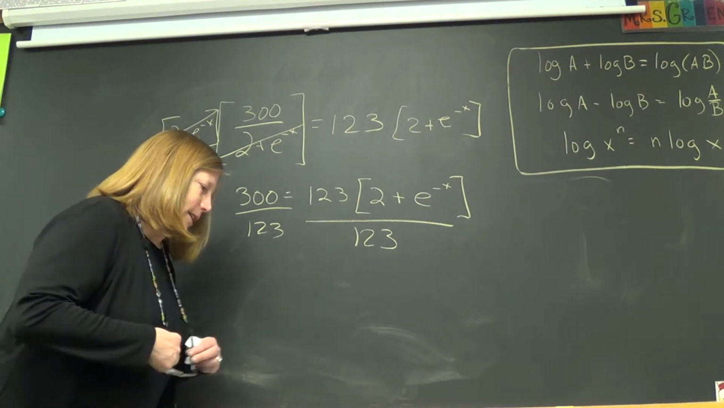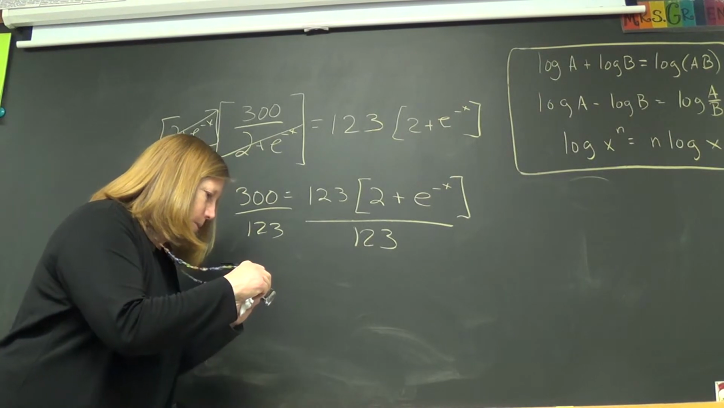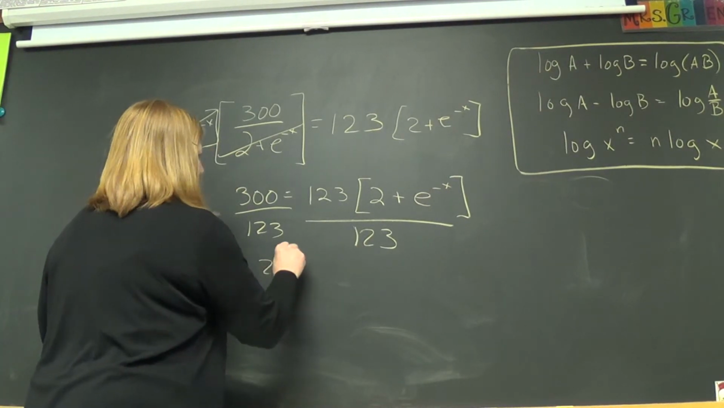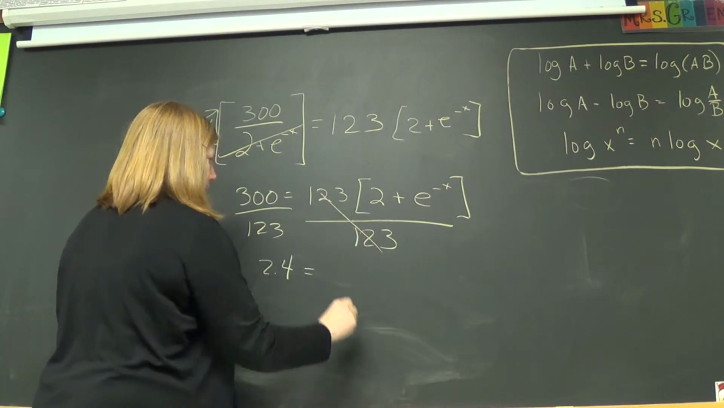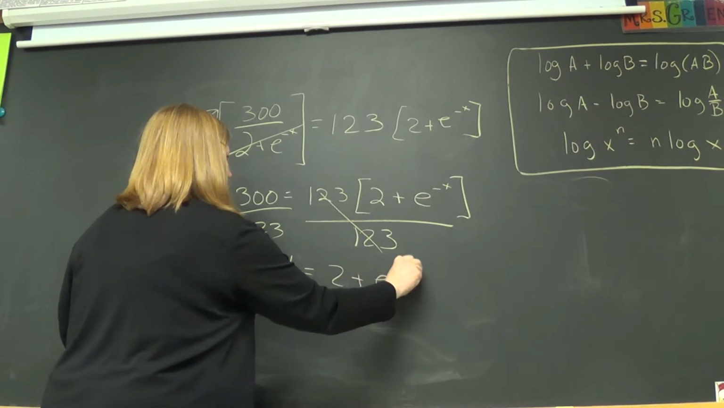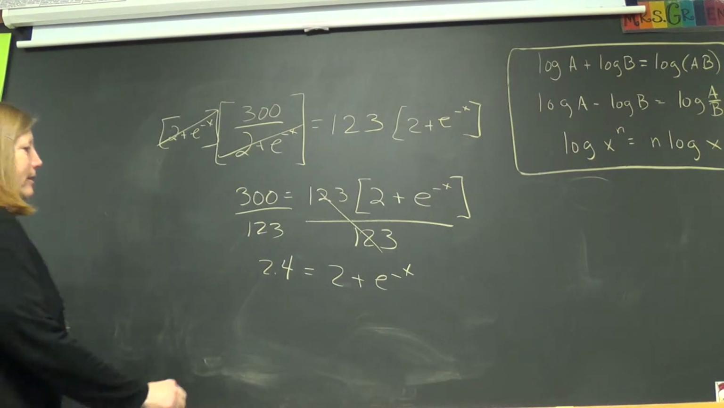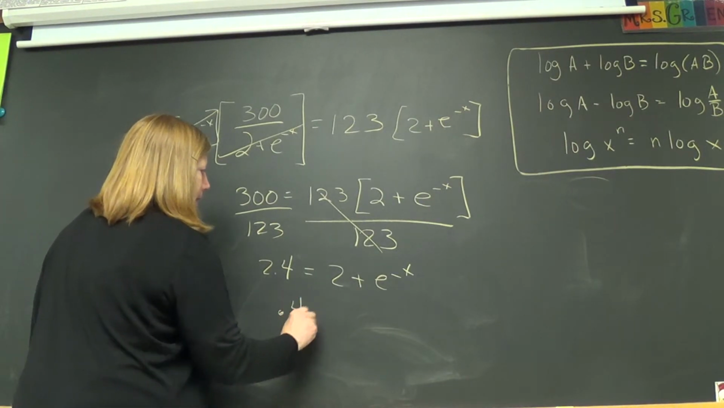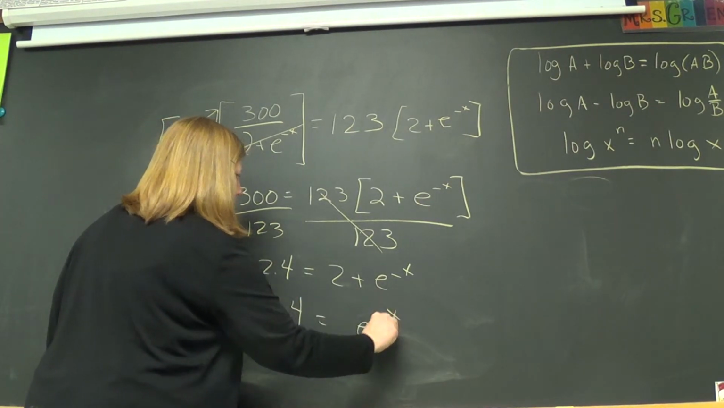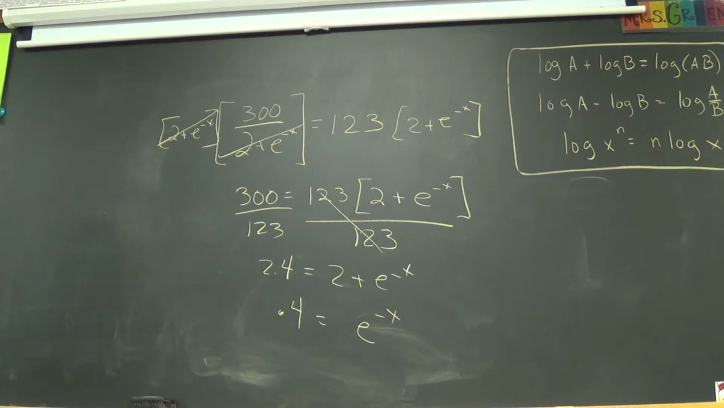What is 300 divided by 125? It's 2.4. So 2.4 equals 2 plus e to the minus x. Molly, take over. It's going to be 0.4 equals e to the minus x, subtracting 2. And back to you, Hannah. I always get the one with the exponent. Do you take the ln of both sides?